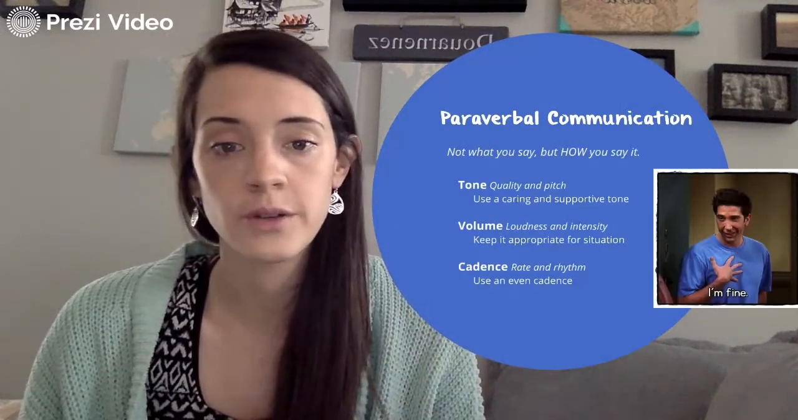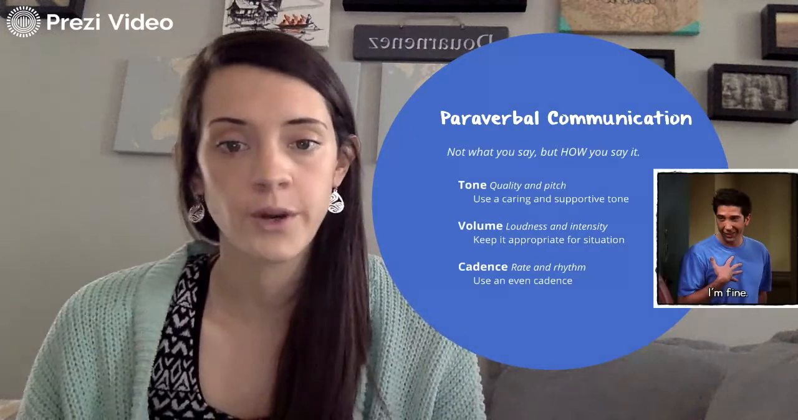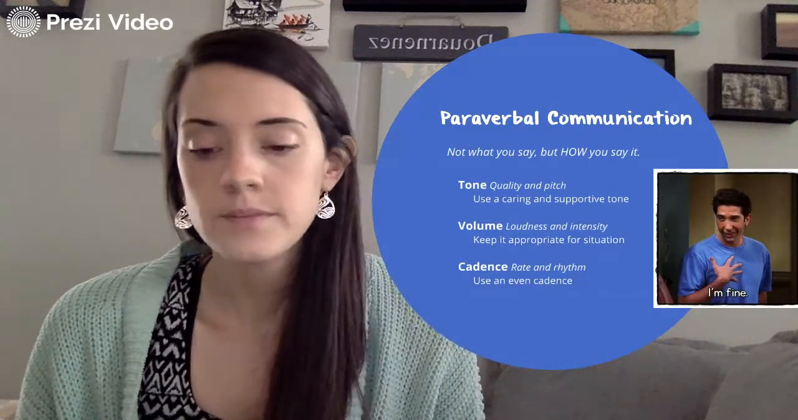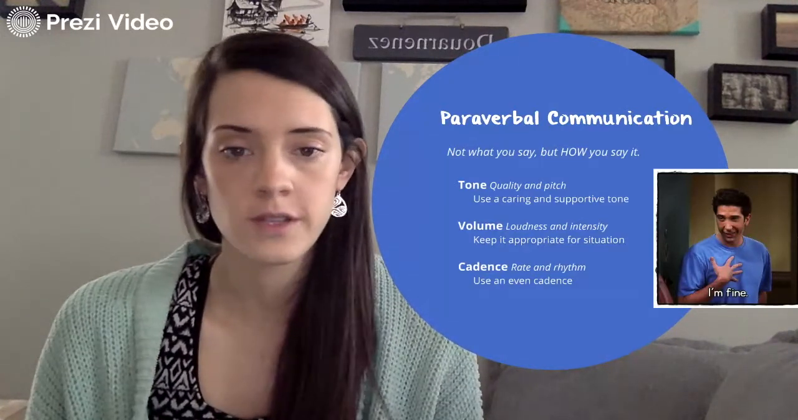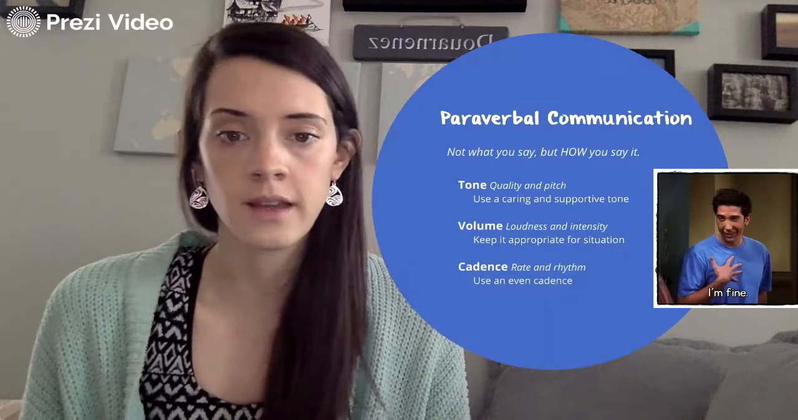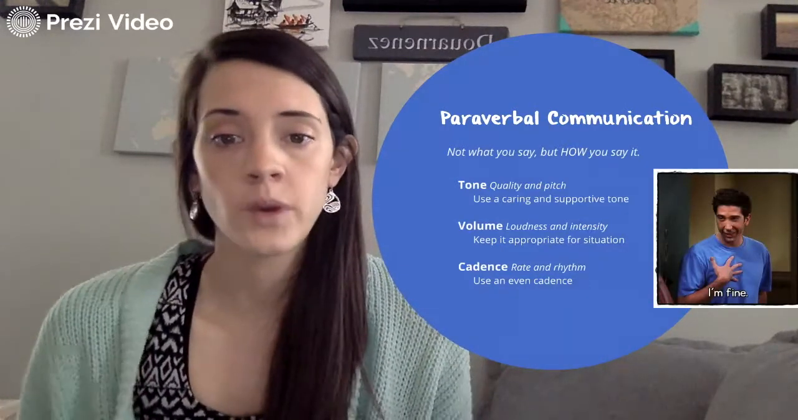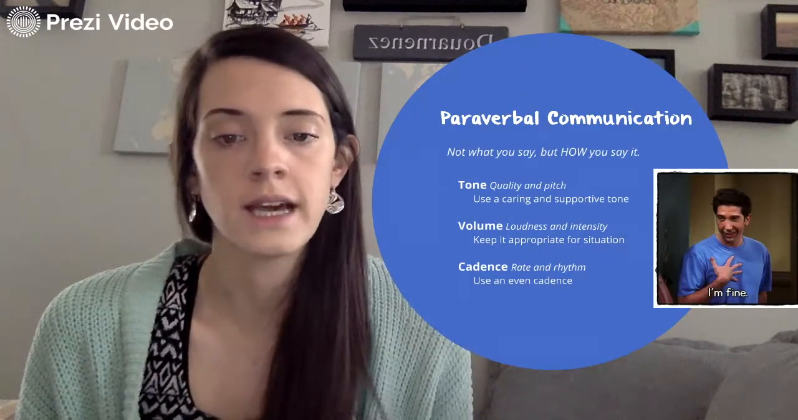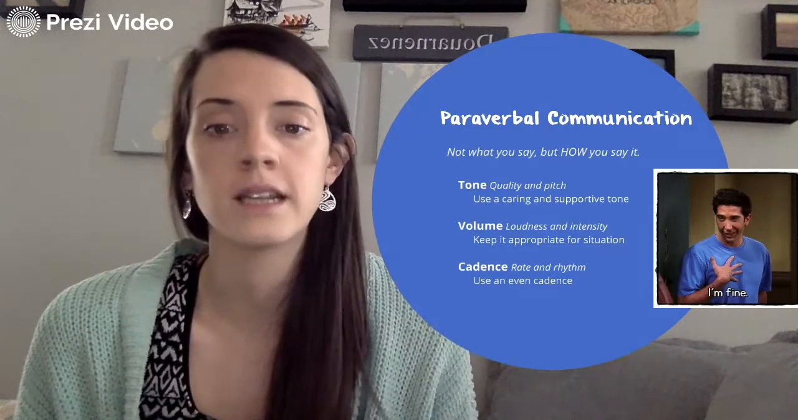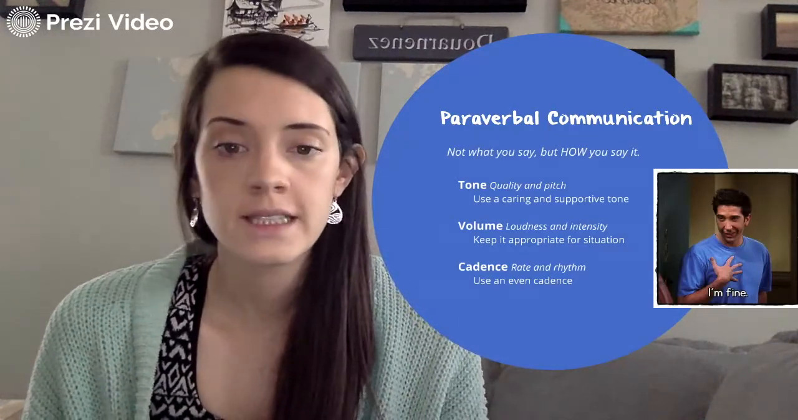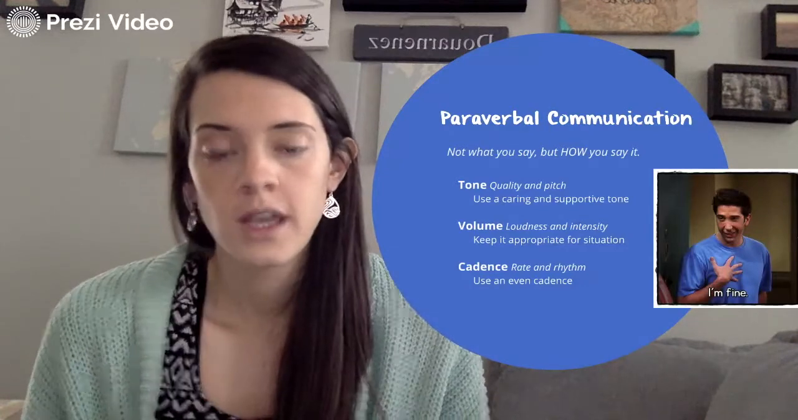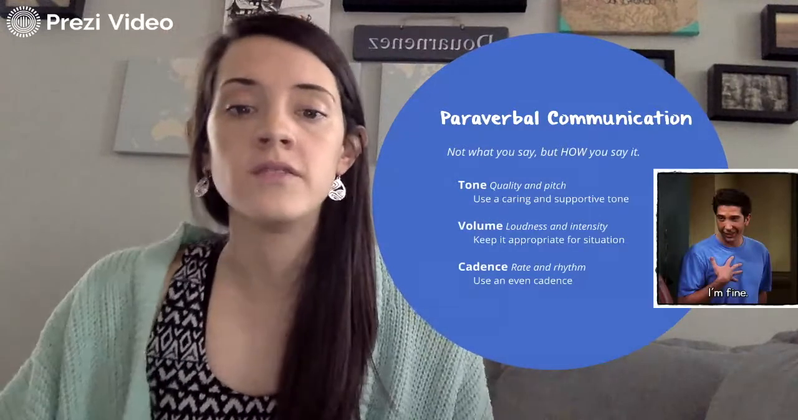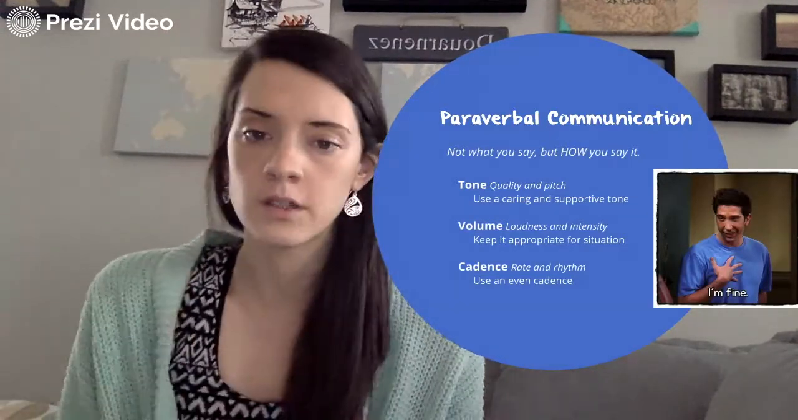So the tone that we want to use is a caring and supportive tone, right? So that's that quality and pitch of what we're saying. The volume, we want that to be appropriate for the situation. Obviously, if we're inside, we're not going to be yelling. And if we're in a place with a lot of noise, we're not going to be whispering. But we want to use a volume that's appropriate to the situation to try to de-escalate. Again, our goal here is to de-escalate an escalating behavior. And then the cadence is the rate and rhythm of speech. And when we are dealing with an individual in crisis, we want to make sure that we're using a more even cadence. So we're not speaking too quickly, we're not speaking too slowly.